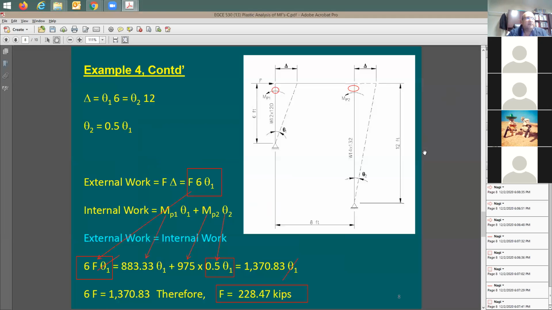Okay, sir. So this analysis that we are doing here, we're just exercising how do you do this plastic analysis of moment frames, and what does it mean? Good question, Maheen. Thank you.